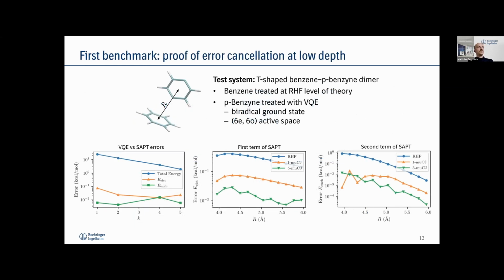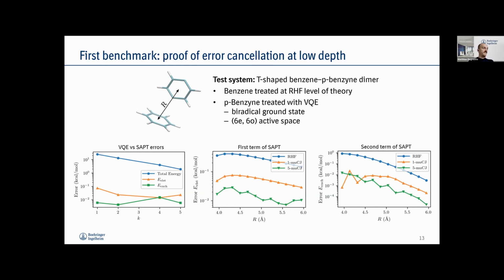So to first show the feature I told you about, that we expect to get away with sloppy wave functions, you can see that happen here. This is a test system where we approach p-benzene perpendicularly to a regular benzene, and we only treat the p-benzene as a quantum with the VQE ansatz, and we take RHF for the benzene. And on the left plot, you can see in blue the energy of the p-benzene in our VQE, and on the x-axis you have the number of layers.